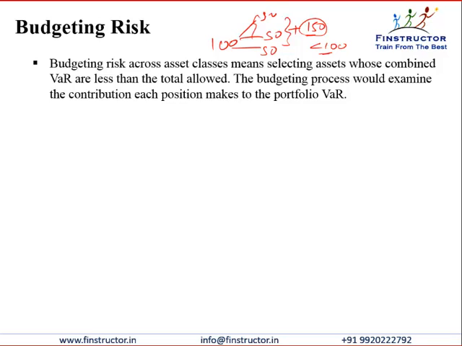So the budgeting process would examine the contribution each position makes to the portfolio VaR and would include the benefits of diversification. So let's understand with an example.